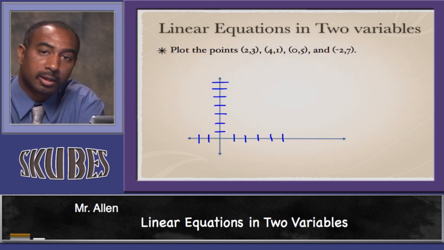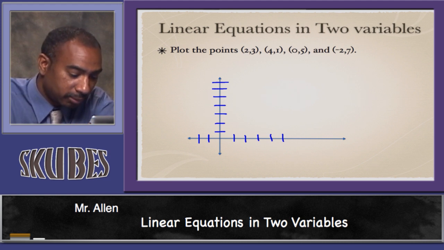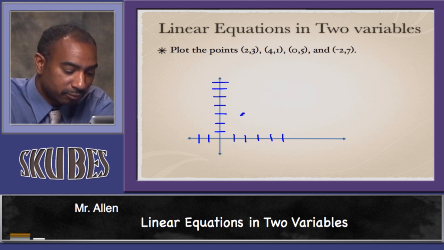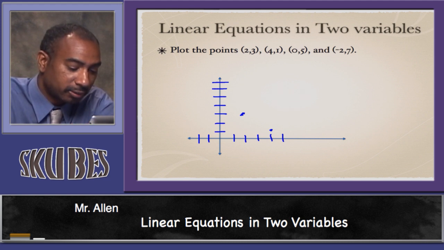Let's say we plot those points. So we have (2, 3). You run to the right 2 and go up 3 and make a point. (4, 1): I run to the right 4 and I go up 1. (0, 5): I don't move because 0 is a neutral position. So I stay at the origin, but I count up 5. So 1, 2, 3, 4, 5. Make a point.